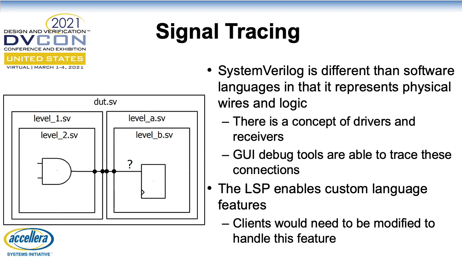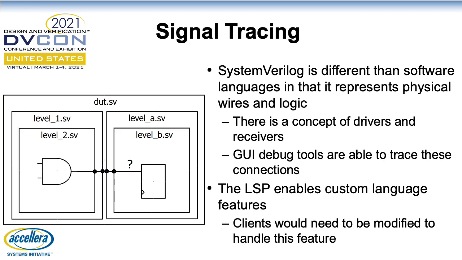The next one is signal tracing. So SystemVerilog is a lot different than, quote, normal software languages in that it represents physical hard wires and logic. There's always this concept of drivers and receivers. So GUI debug tools do this already, and they're able to trace connectivity. So if you're looking at, say, this flop here in level B, and you want to know where the data pin is being driven from, it'll traverse the hierarchy and walk back and find where it is. If you're doing this with just an editor and you have to walk through and figure out where it is, it can be very painful, especially if it gets renamed at every level of hierarchy.